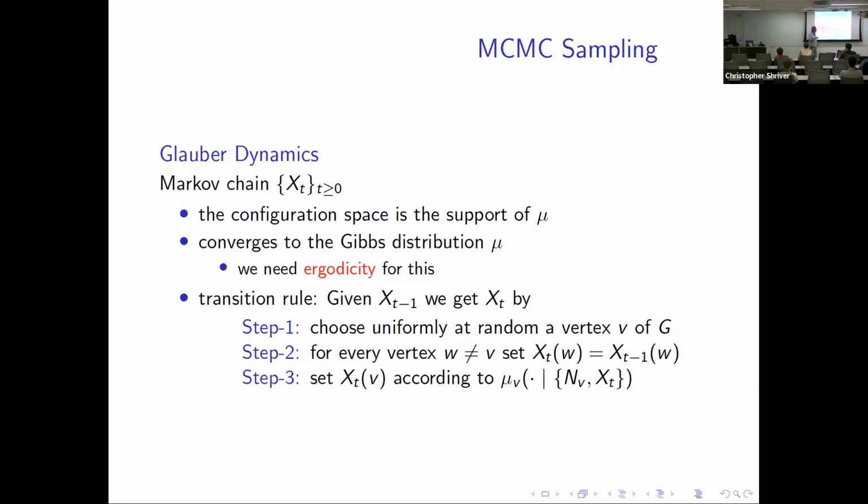So we get x sub t, the configuration at time t. How? Step 1, we choose uniformly at random a vertex from G. Then step 2, for every vertex W different than the vertex we chose, we have the same configuration as what we had from time t minus 1. And for vertex V, at step 3, we update the configuration according to the Gibbs marginal at V, conditional on what happens at the neighborhood.